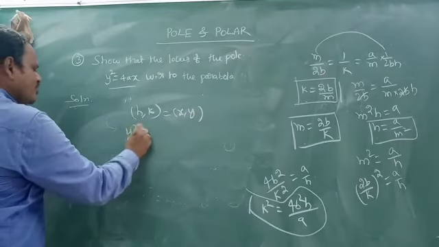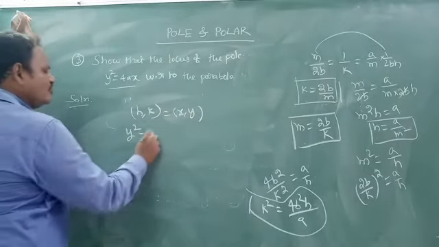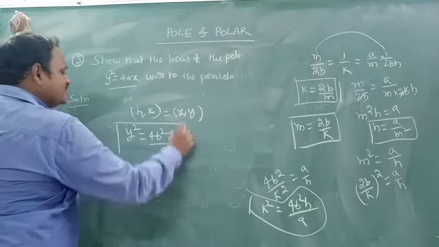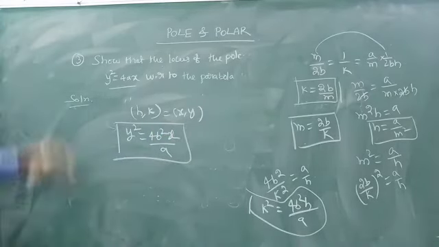Then what we are going to get is y square equal to 4b square x by a. This is the equation of the parabola we have got. Y square is equal to 4b square x by a, which is a parabola, and it is the locus of the pole according to the given information.